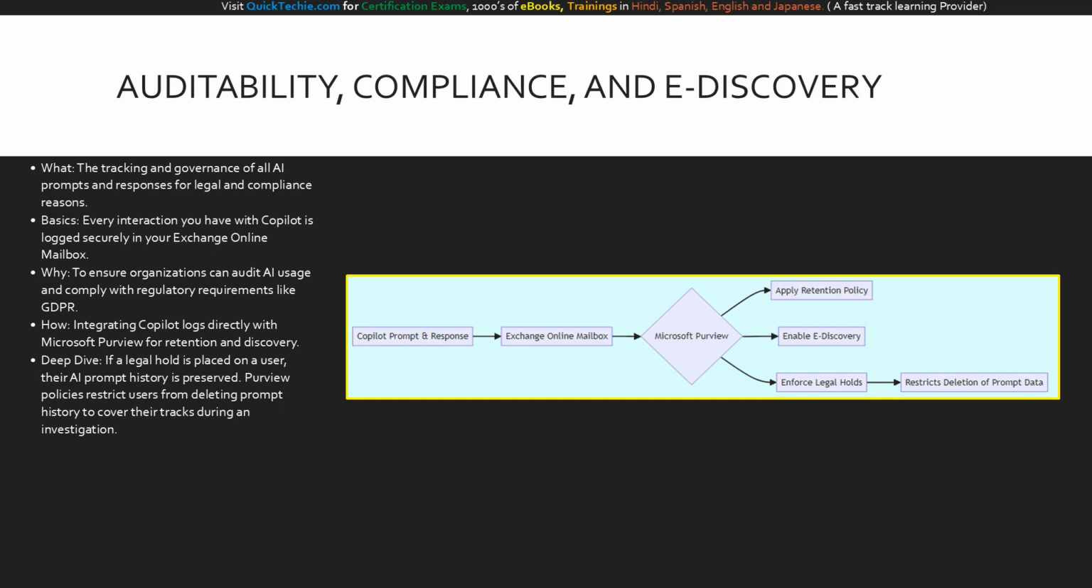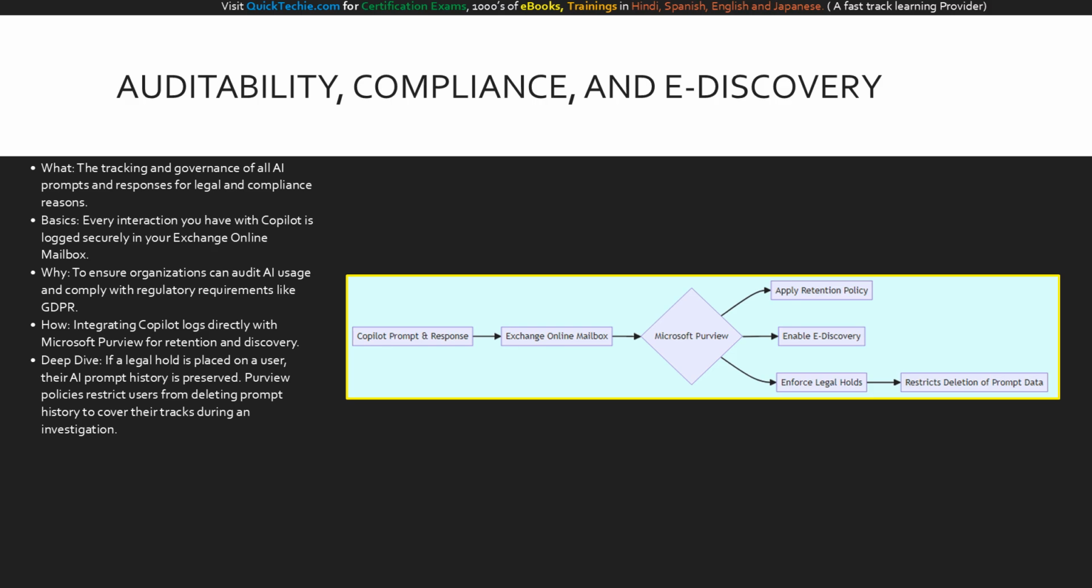Data protection isn't solely about preventing access, it's also about accountability and compliance. What happens after the prompt result is generated? Every single interaction, your exact prompt, and the AI's response is logged securely in your Exchange Online mailbox. We do this to ensure your organization can audit AI usage and meet strict regulatory requirements like GDPR or financial compliance laws. How is this managed? By integrating these logs directly into Microsoft Purview.